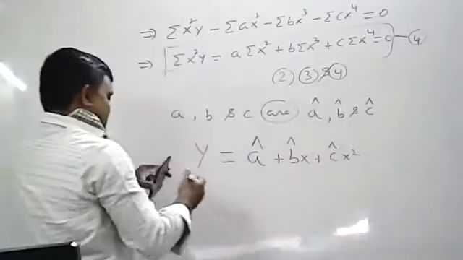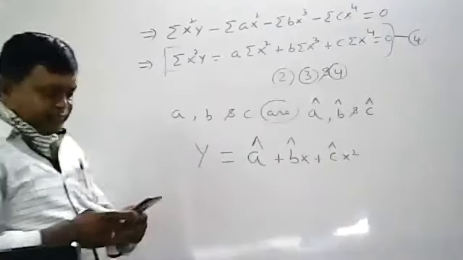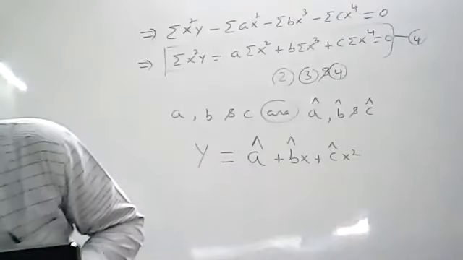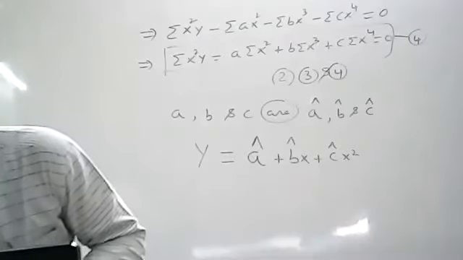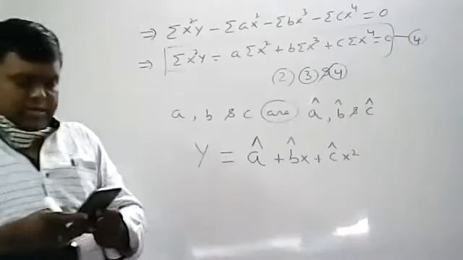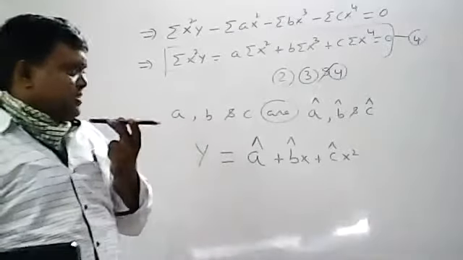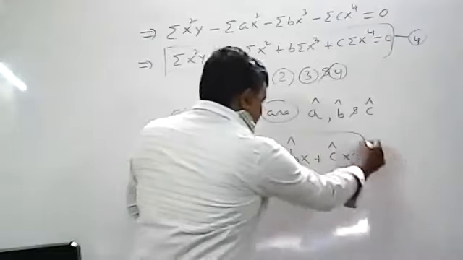you got. Suppose A value is 5, B value is 6, C crown value is 7. Okay, right. Second degree equation: y equal to A crown plus B crown x plus C crown x square. So this is the second degree equation.